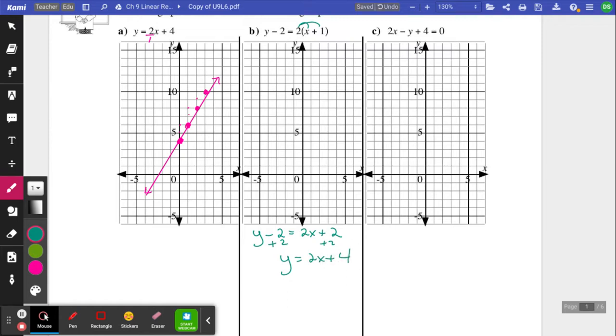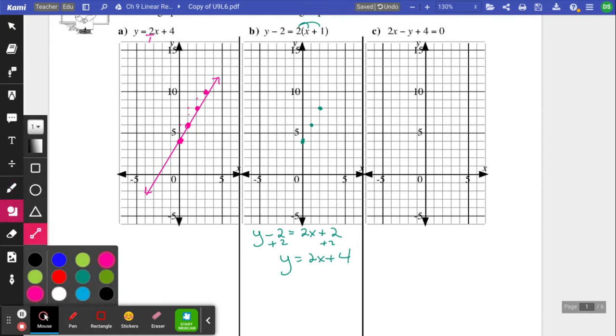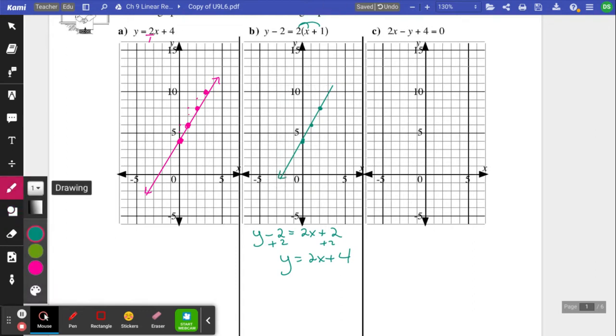If I told you to graph that, what would it look like? Just like the one we just did. You'd go to 4, and you would go up 2 over 1. I'm at 9. Try again. I'll erase that. 4. Okay, up 2 over 1. Okay, put little arrows on your lines because they do go on forever. We could keep going.